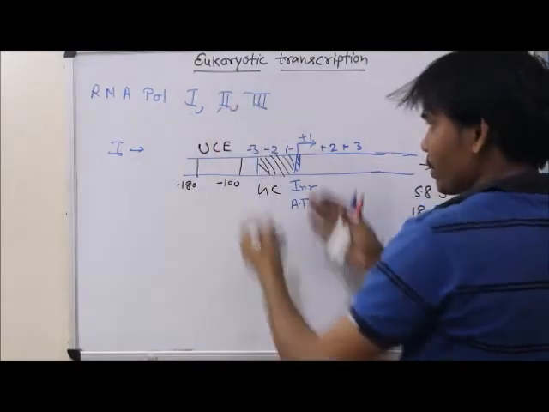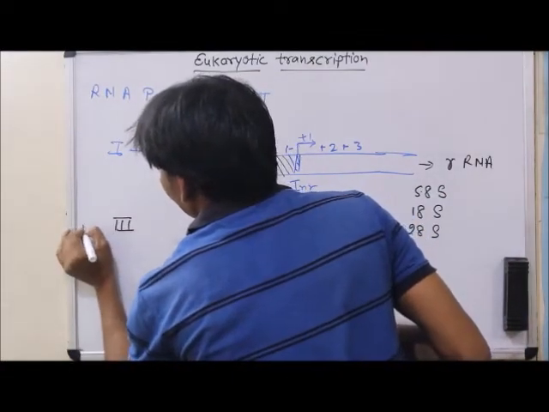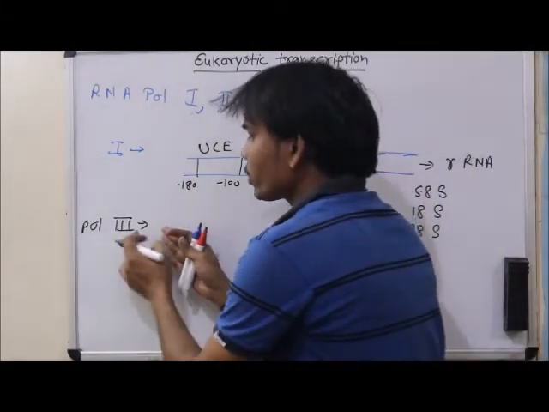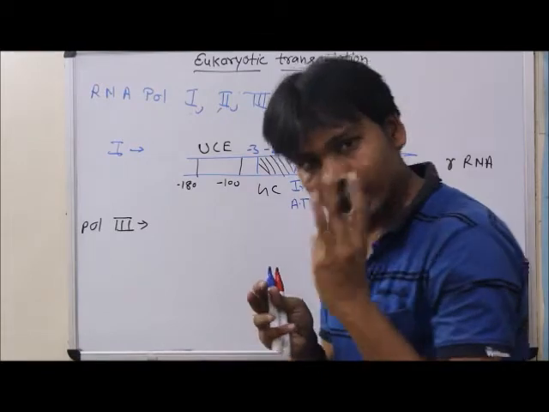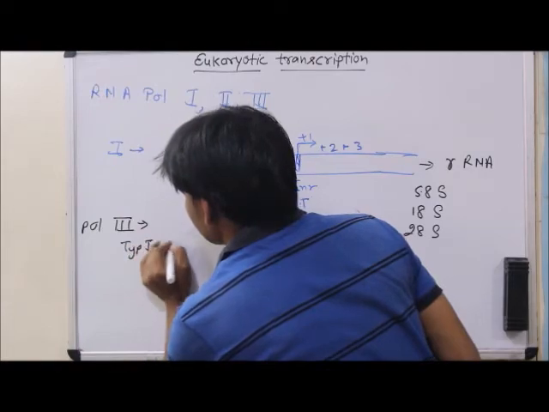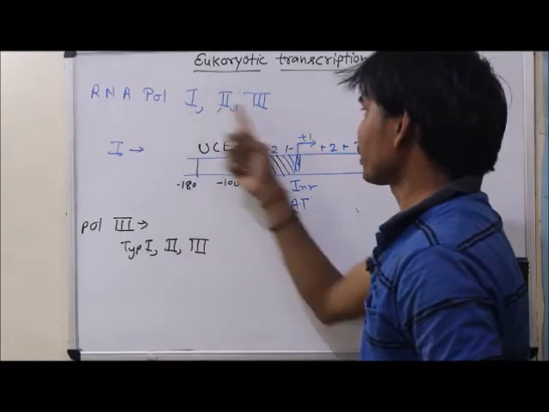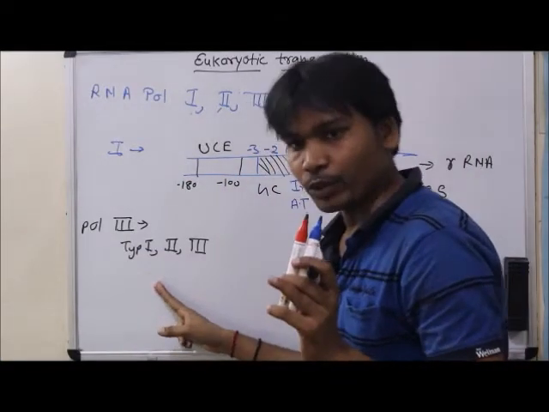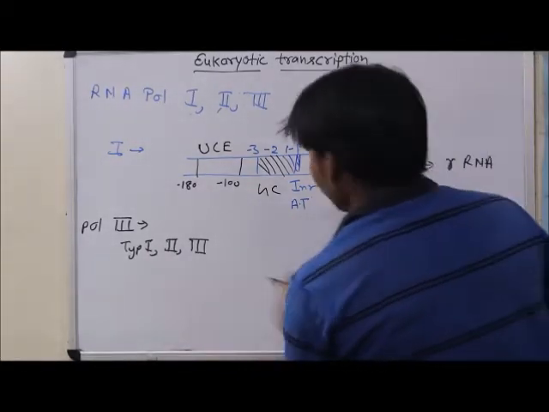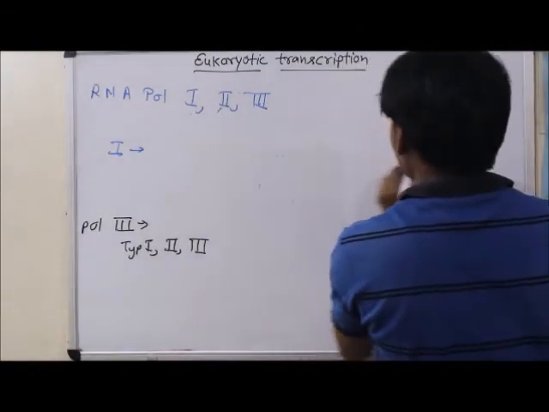First I am describing the RNA polymerase III promoters. RNA polymerase III contains three types of promoters: type first, type second, and type third. Okay, so there is the first promoter. What is the first promoter of RNA polymerase III?